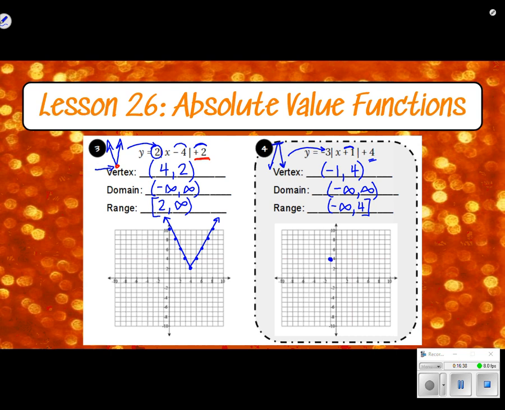So I'm going to be at -1, 4. I'm going to go down 3, right 1, because that is the number in front of my absolute value bars. Down 3, right 1. And then we're going to go and do the opposite. Down 3, left 1. Here it is, and it should support what I have for my range. It's going from negative infinity all the way up to 4.